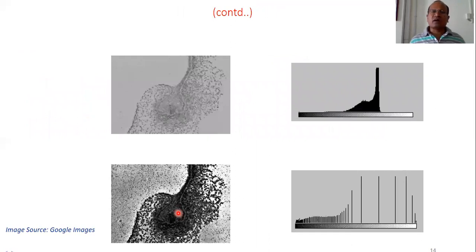These are some more examples. You see here the first case where the histogram distribution is there. The second case looks like having better contrast because the distribution is over the wide band.